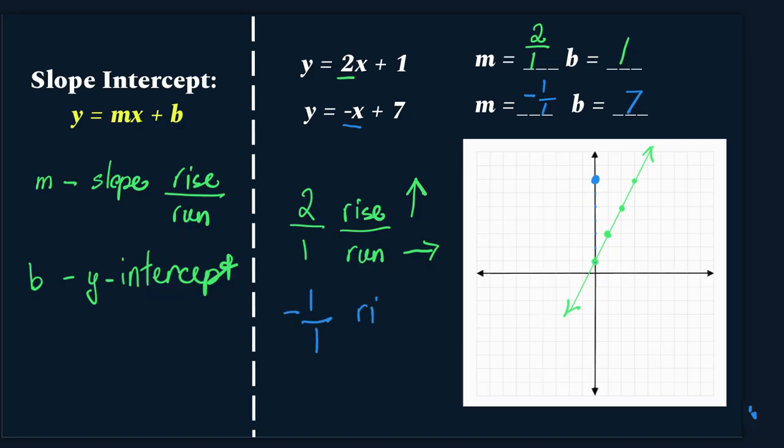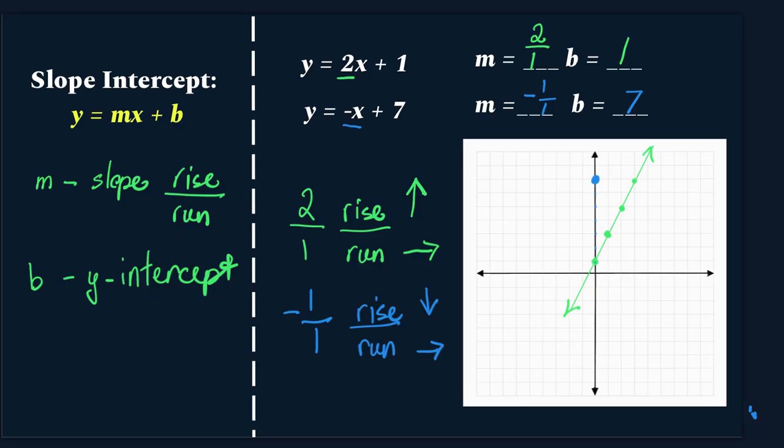And now our slope is negative, so therefore it's -1 over 1. So for rise, that means we're going to go down, and then for run, we're still going to go towards the right. If you keep this method going, when it's a positive slope going up to the right, and then for negative slope going down to the right, you will always get the lines plotted correctly.